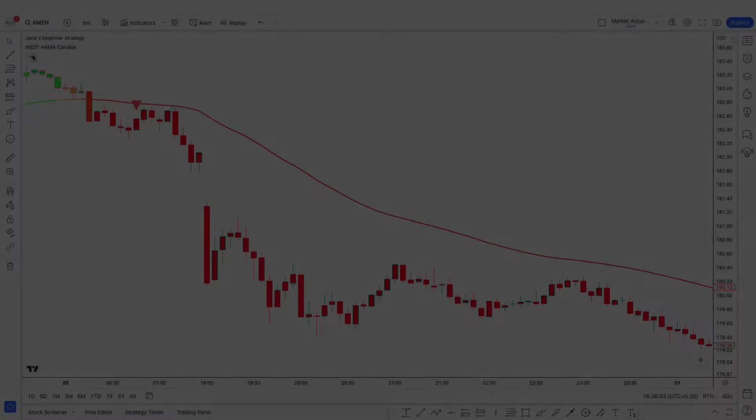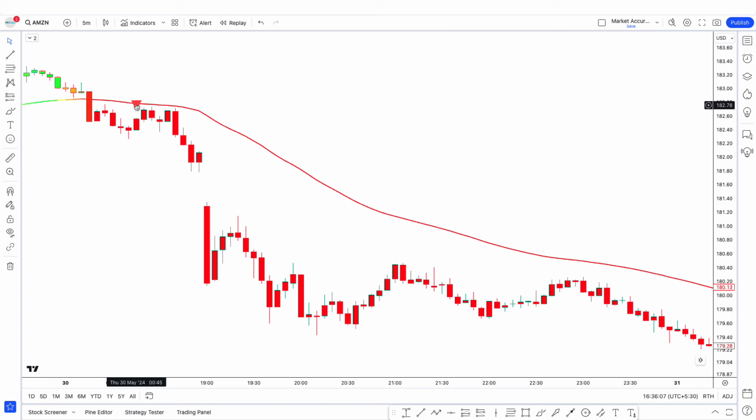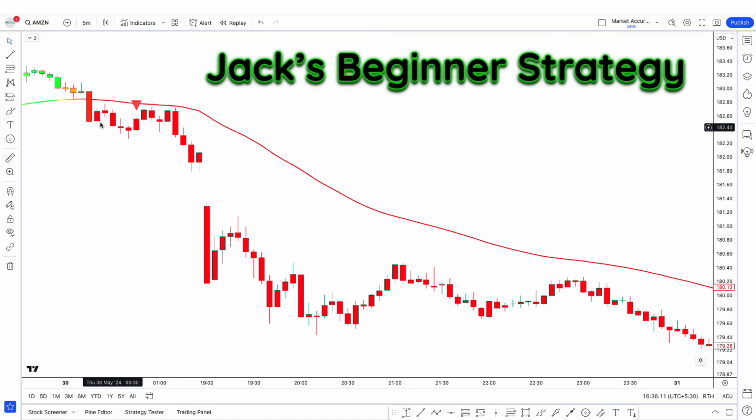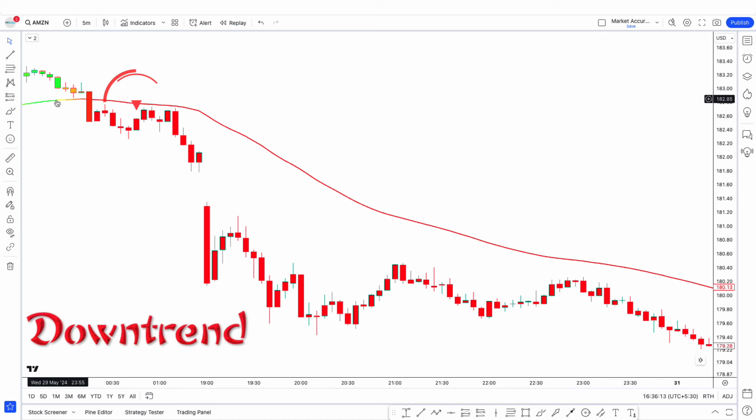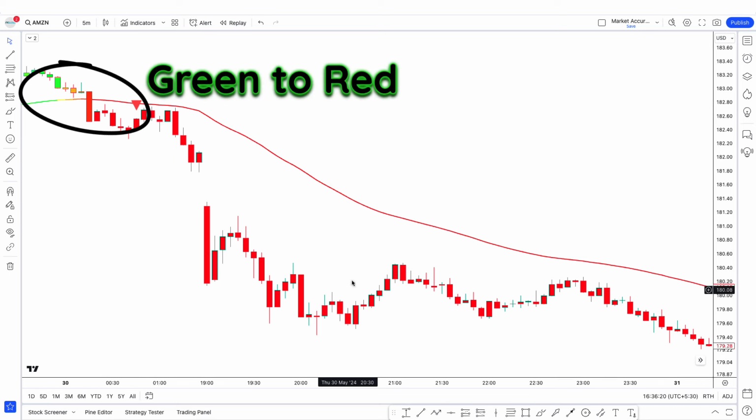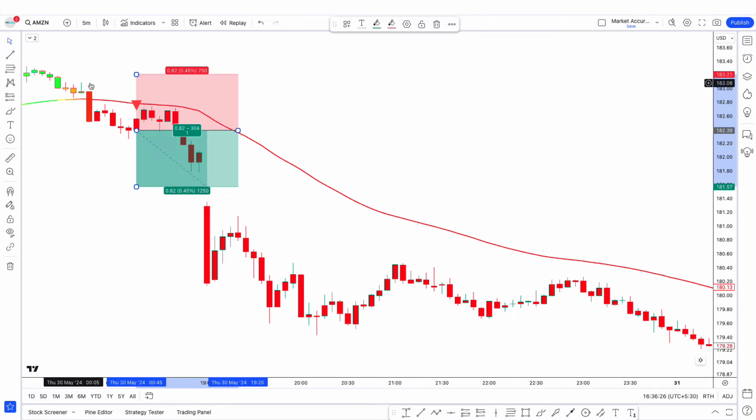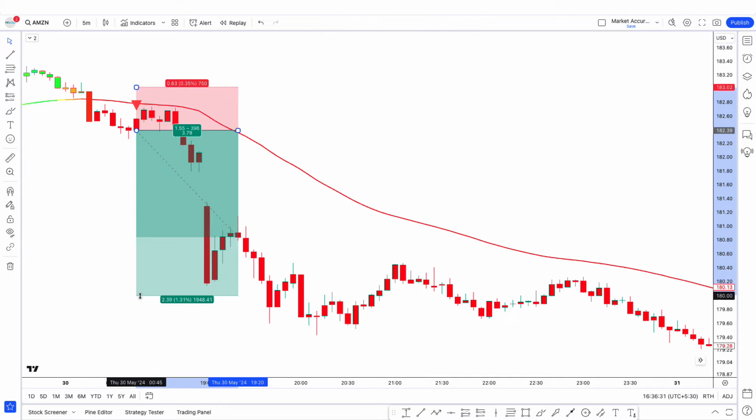Now, I'm going to show you a couple of examples with both indicators on the chart, and that is when things are going to get cleared. First, look at the Jack's Beginner Strategy indicator gives a sell signal and it is a downtrend in the short term. Now, if we look at the second indicator, the color of the MA line is green to red and the color of candles is also red. Hence, we will take a sell trade from this red candle, and you can see this trade going in profit.